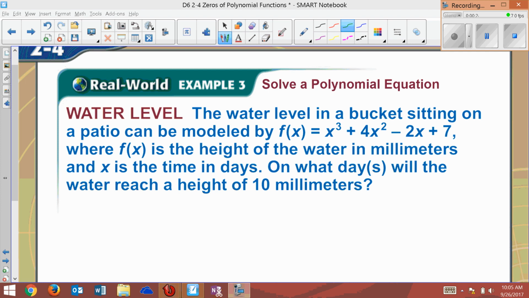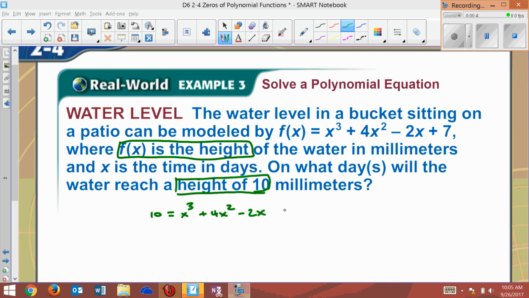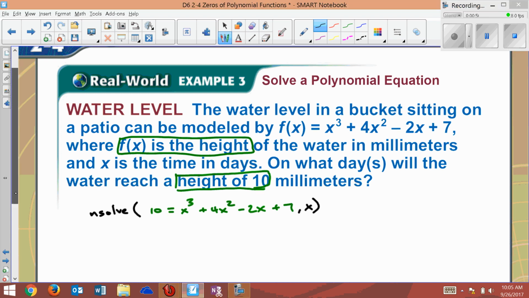So it says height of 10, and f of x is the height. One easy way you can solve this is you plug in 10 for f of x. So we could say that 10 equals x cubed plus 4x squared minus 2x plus 7. Now you could go to the calculator, and many of you have learned to use solve in the past. Anytime you have an equation, you just type that in, type in comma x, close your parentheses, and we could get an answer.